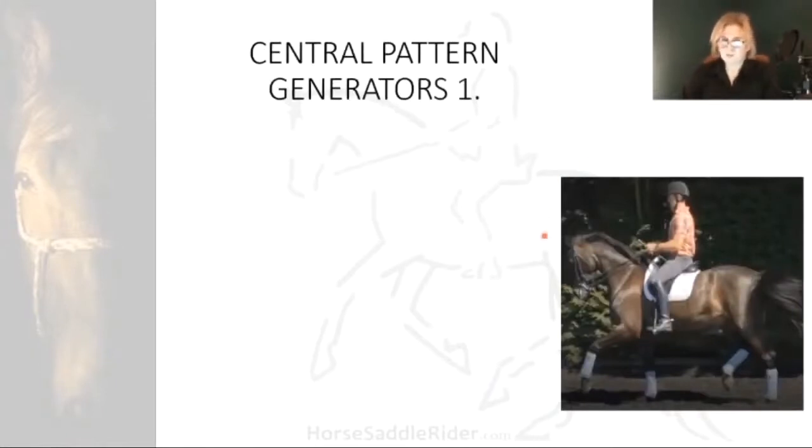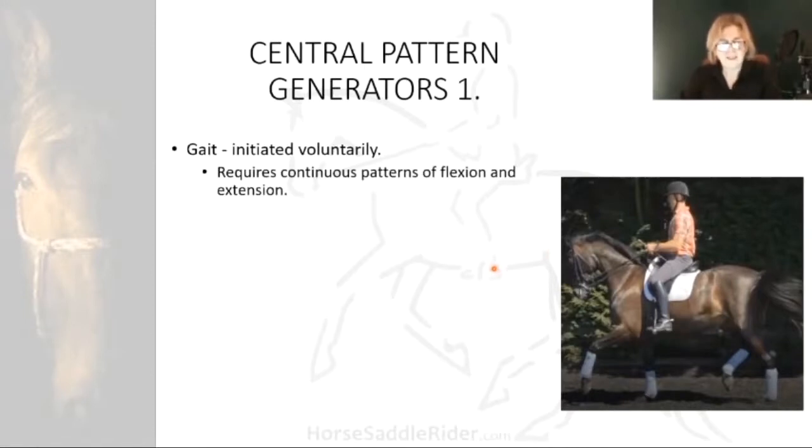And what can make this process a bit easier, or what shortcuts can we have? Because this all sounds like it's very complex. Gait is initiated voluntarily, so a movement pattern of gait is voluntary, but it requires continuous patterns of flexion and extension. So this horse trotting, flexing, extending, flexing, extending, and that's how they move along the ground.